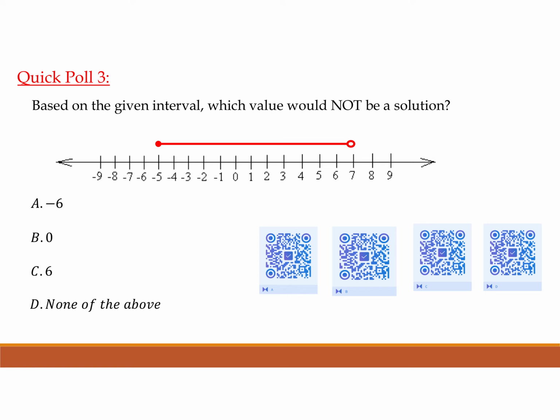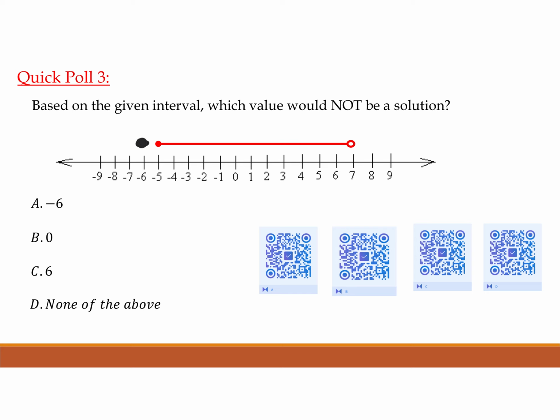All right, this question says, based on the given interval, which value would not be a solution? So we know that from -5 to 7, including -5, all of those points are going to be solutions. So I'm just going to graph on the number line where these answers would be.